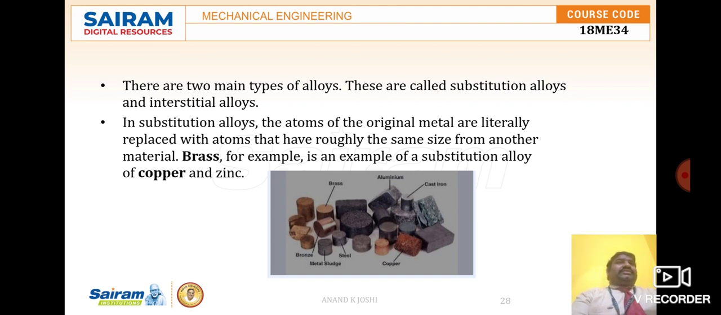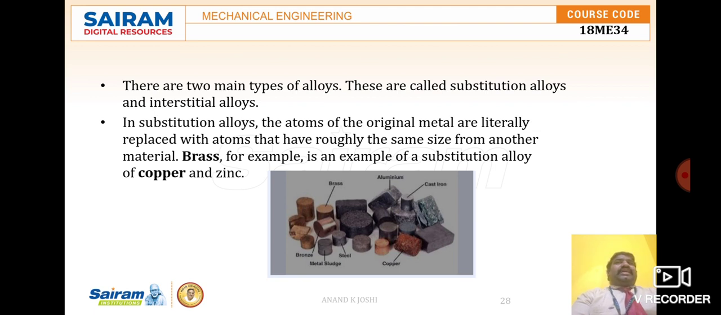A eutectic system forms only when there is a specific ratio between the components. The combination of tin and lead is used in soldering, which is the best example. While doing soldering, tin and lead are used for the soldering process. So that is the best example of a eutectic alloy.